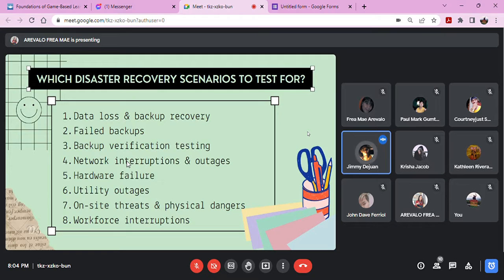And number 8, workforce interruptions, yung mga barriers sa work or workplace like mga katrabahong magulo or mga katrabahong may init, may kulo sa'yo na gusto kang mag-fail or gusto kang mawala sa company ninyo. Yun lang. Next.